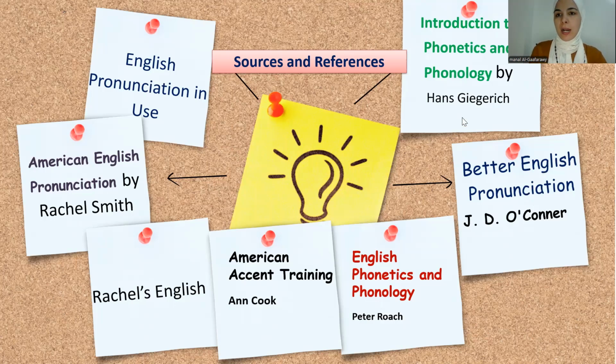But other books are more comprehensive, like, for example, Introduction to Phonetics and Phonology by Hans Gegerich. It's more advanced and it has detailed explanation of why a specific word is pronounced in a certain way. And it covers also ways of pronouncing phrases, compound nouns, differences between different varieties and accents of English. So it's wonderful.